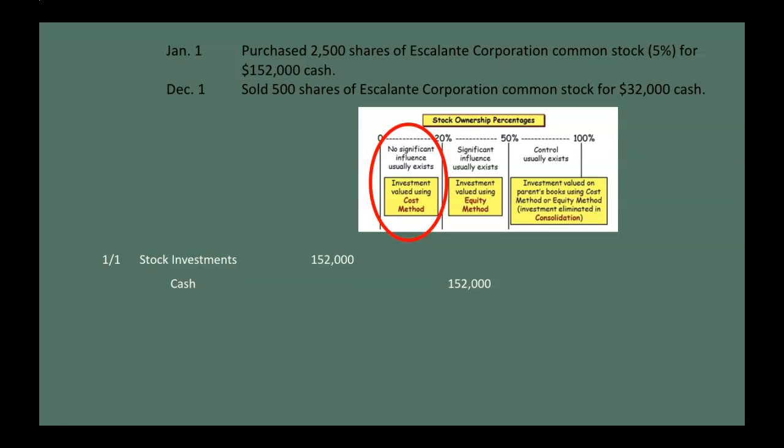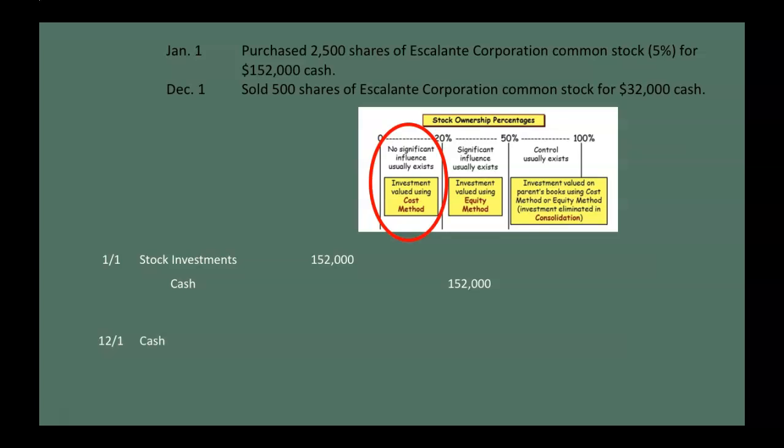And we just toss in the cost of this investment. So our stock investments are increasing by the $152,000. Our cash is decreasing by the $152,000. Now on December 1st, we sold 500 shares of Escalante Corporation common stock for $32,000 in cash. So we initially purchased 2,500 shares. A few months go by and we decide that we want to sell 500 of those. So let's start working through our journal entry here.